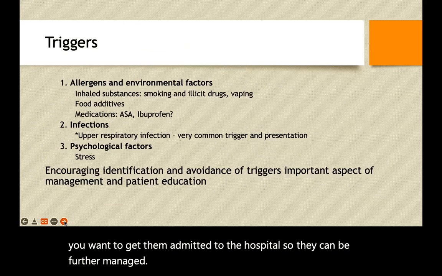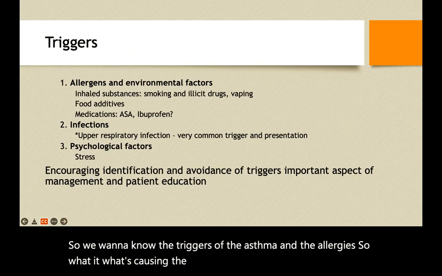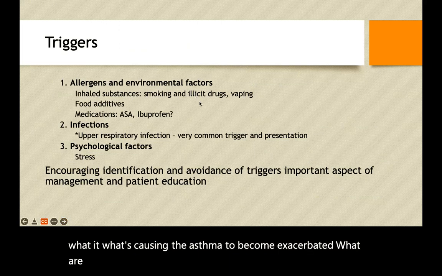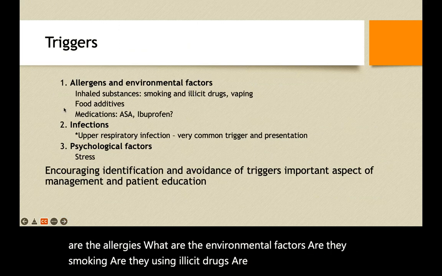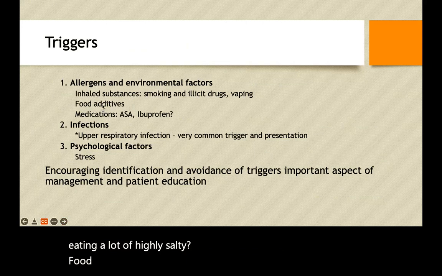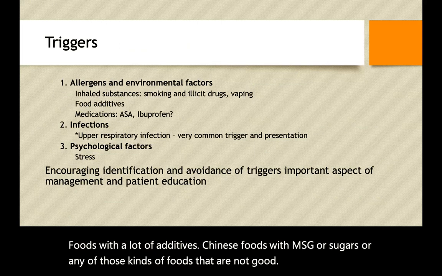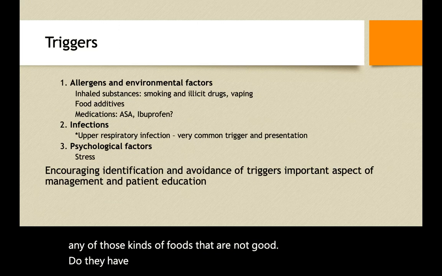So we want to know the triggers of the asthma and the allergies. So what's causing the asthma to become exacerbated? What are the allergies? What are the environmental factors? Are they smoking? Are they using illicit drugs? Are they vaping? Are they eating a lot of highly salty foods with a lot of additives, like Chinese foods with MSG, or sugars, or any of those kinds of foods that are not good? Do they have a respiratory infection?